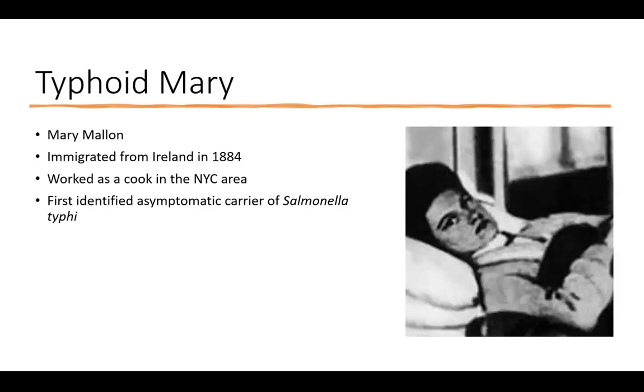So Mary Mallon was a housekeeper and a cook. She worked in the New York City area. She was identified as a carrier of Salmonella typhi, the causative agent of typhoid. Now, the way that she was identified was through an outbreak investigation. You had individuals who were getting sick in this area, and the health department was investigating to figure out what was the source of the infection, and they traced it back to Typhoid Mary.